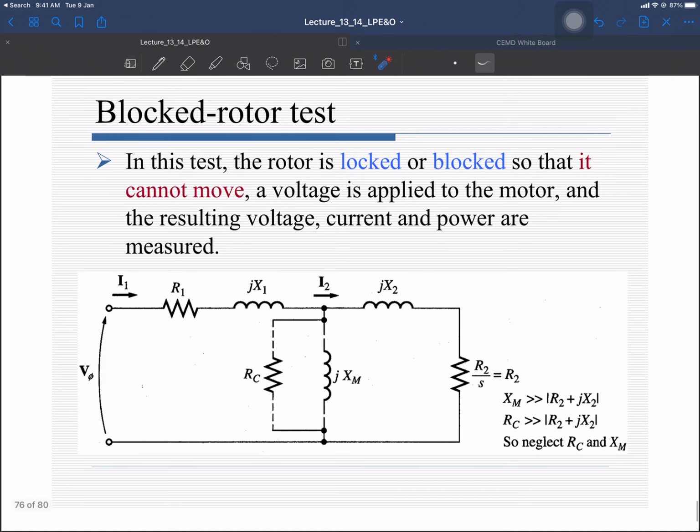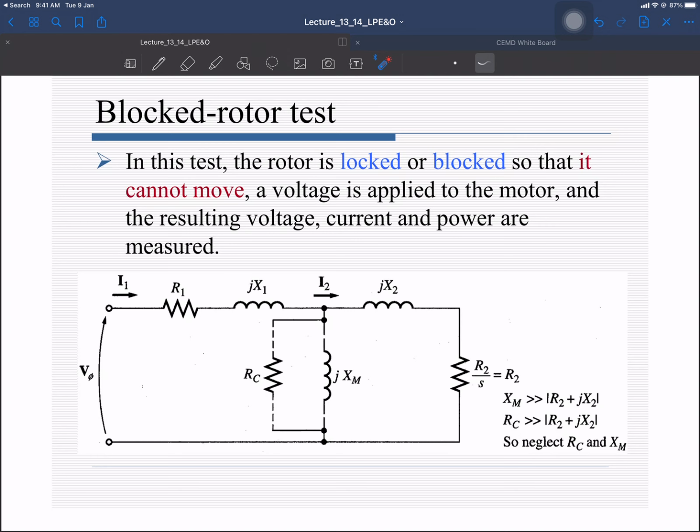Now let's talk about the blocked rotor test. This is the test in which you are going to block your rotor. Your rotor is locked, it is not rotating, it cannot move. And you are going to apply a reduced voltage at the machine terminals such that the current in your machine is the rated one. A voltage is applied to the motor, and the resulting voltage, current, and the power are measured when the rated current is going to flow in the stator winding.